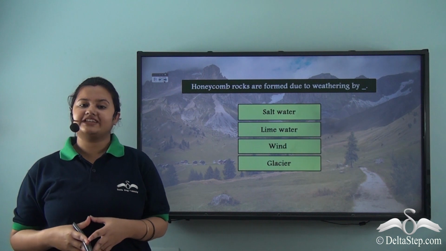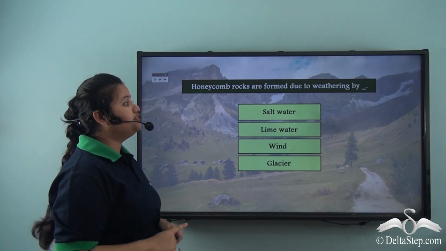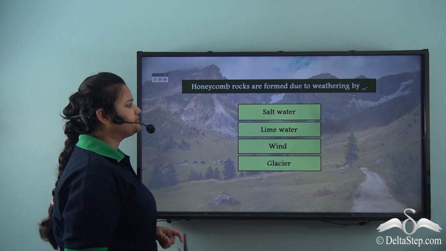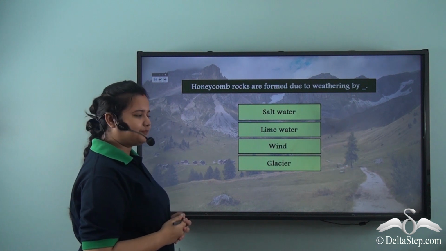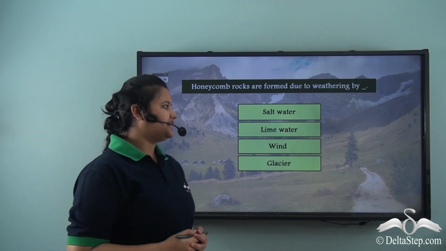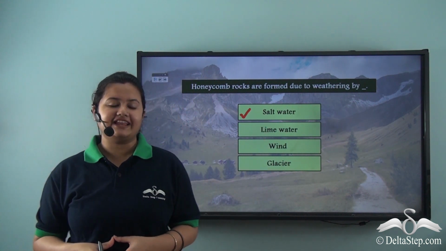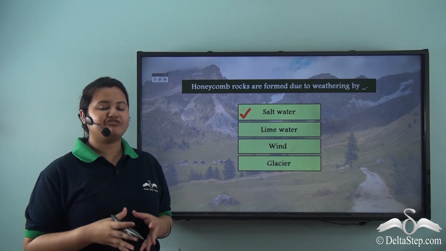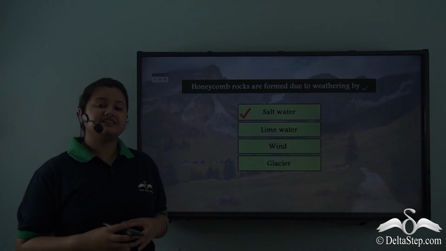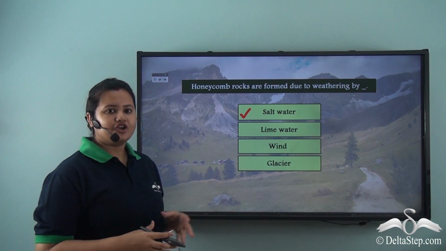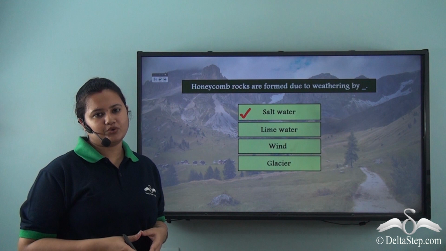Now, before we proceed with our lesson, can you help me to answer this question? Honeycomb rocks are formed due to weathering by salt water, lime water, wind or glacier. Well, the correct answer is salt water, because we just read that honeycomb rocks are generally found in coastal areas where they are hit by sea waves and sea water is rich in salt. So, honeycomb rocks are formed due to weathering by salt water.